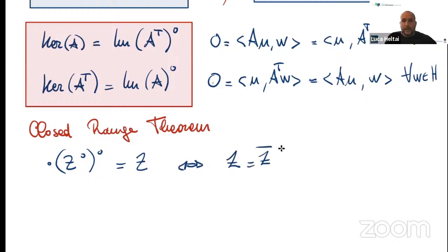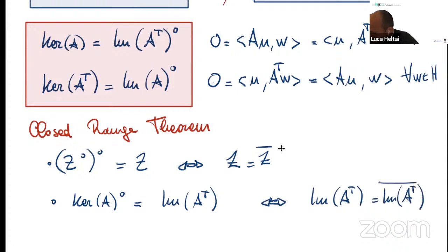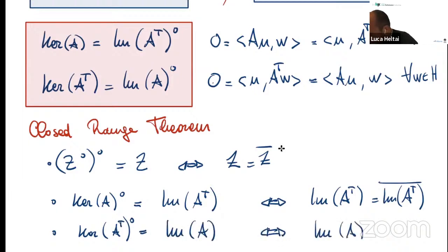set, and of course this is an implication. It says that if you take the kernel of A and you take the polar of the kernel of A, this is equal to the image of A transpose, if and only if the image of A transpose is closed. And of course, I can do the same if I take the kernel of A transpose and I take the polar of that. This is equal to the image of A, if and only if the image of A is closed.